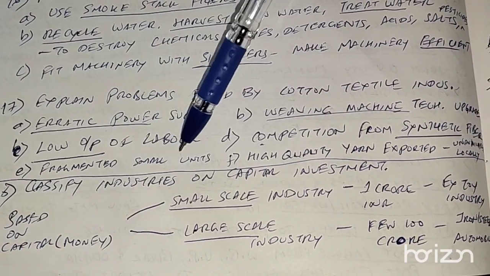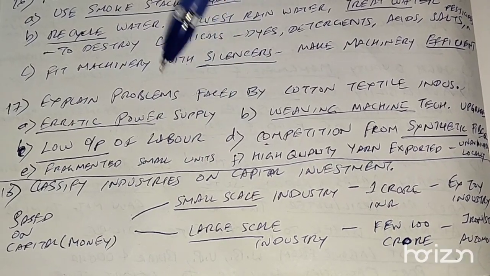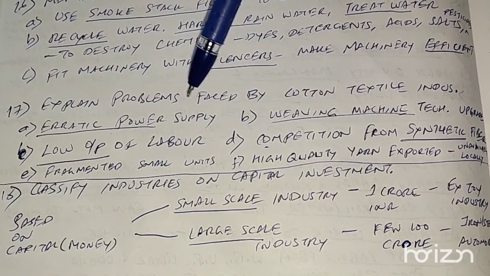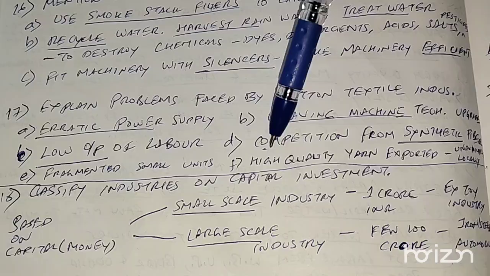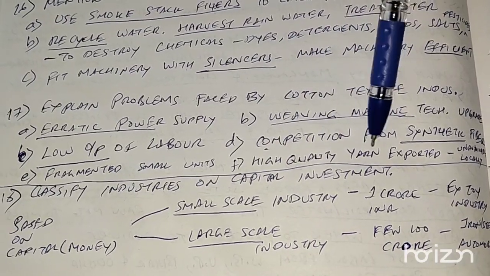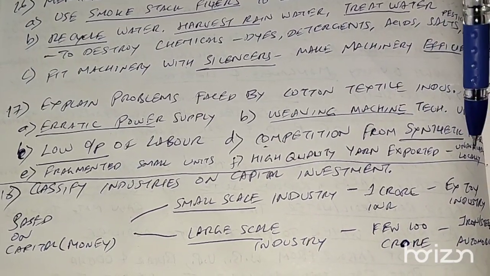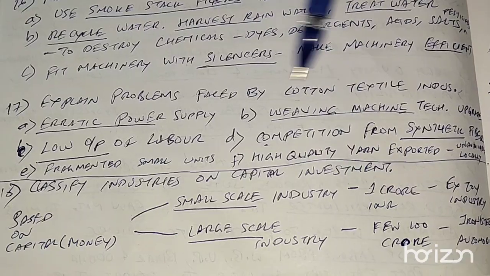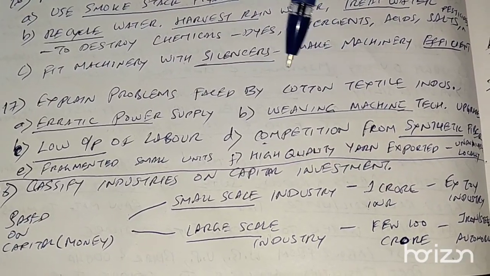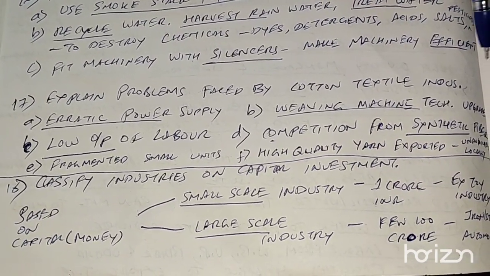And it is fragmented into small units. Okay, we have very small players fragmented around, and the high quality of yarn which we produce is exported. Okay, and it's unavailable to the local players. So these are all the challenges faced by the cotton textile industry.